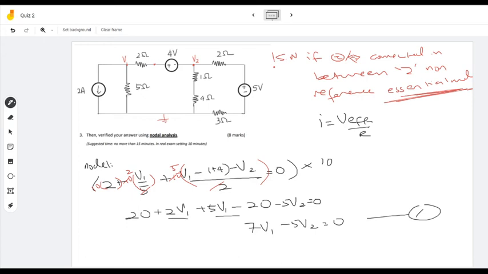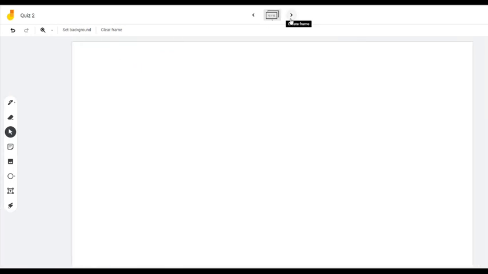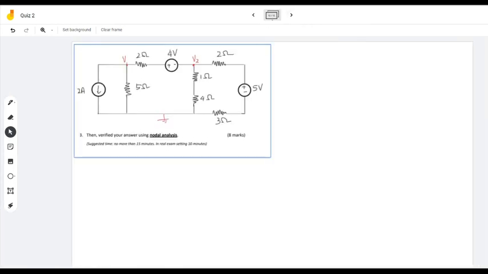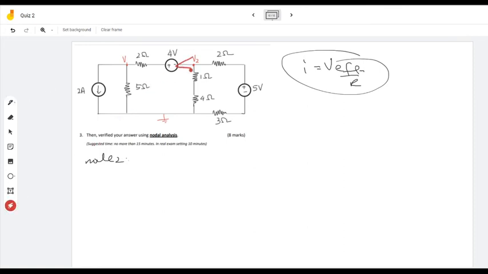Alright, so we got the first equation. Now to the next equation. Let me just take that circuit there. Now we're going to node 2. Now, remember at node 2, we always want to find the V effective over the R. I want you to remember this. So now at node 2, again we are looking at current branching out. Let us do this one first.